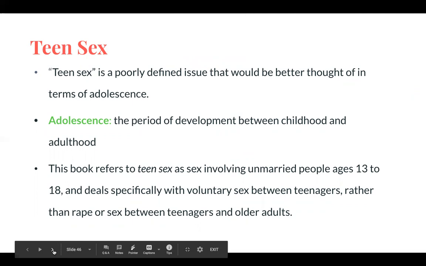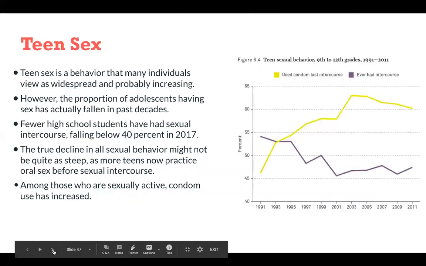So we're not talking about statutory rape, but we're also not talking about teen marriage, because although some states have prohibited so-called teen brides, there are still a lot of teenagers who, whether by force or by choice, are getting married at ages that we would consider them to be more adolescent than adult. So your book is talking about non-marital, consensual sexual relationships between two people who could be classified as adolescents, between the ages of 13 and 18. So what do we know about teen sex?